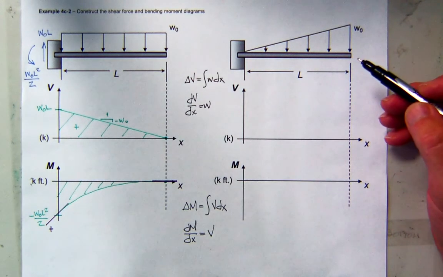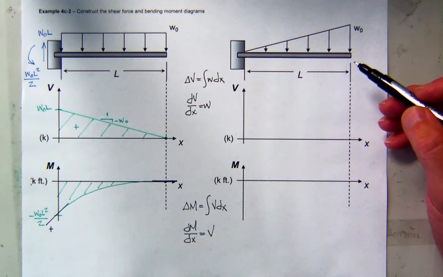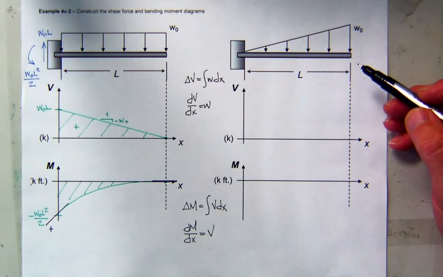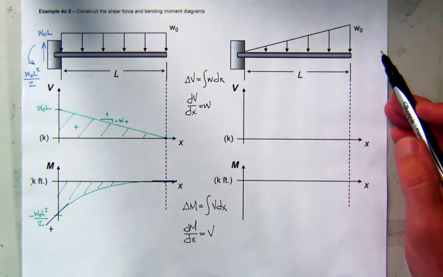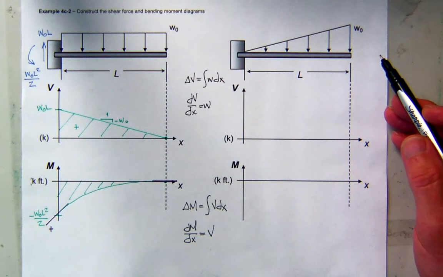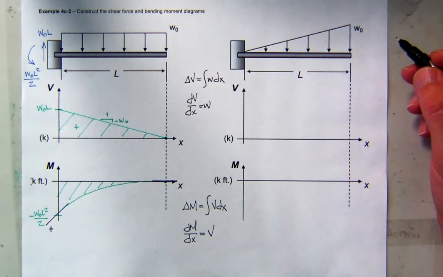As we move towards the exam, I may not tell you which one to use. I may just say, I want to know what the moment is at some point, or I want to know the variation of the moment between this length. I won't tell you to draw a diagram, or to write an equation. I'll let you decide which way you want. Engineering decisions, thinking.